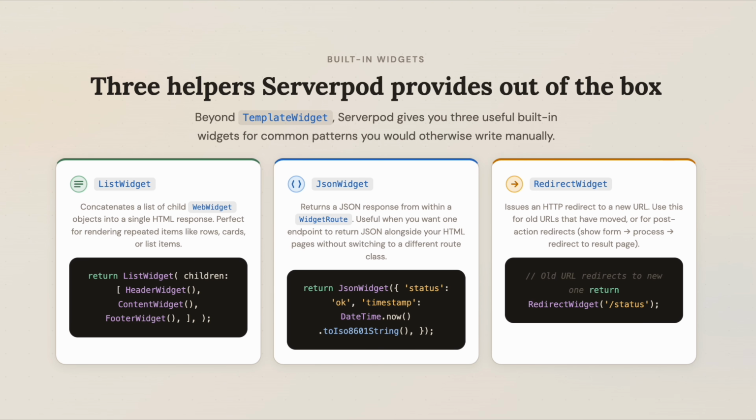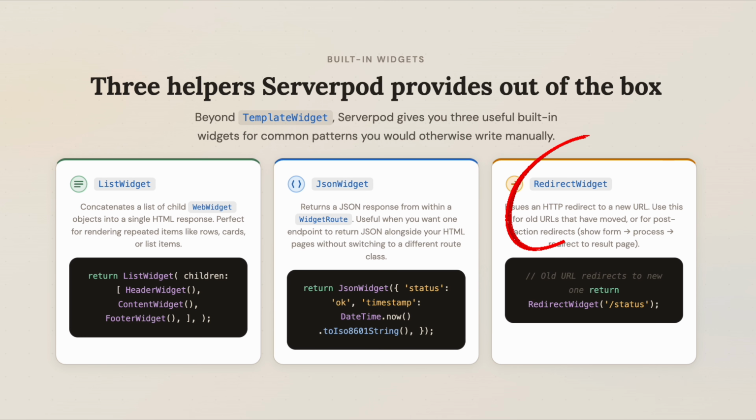Great. Now let me briefly show you the other built-in widgets Serverpod provides because they're useful to know about even if we do not build them in this lesson. We have JSON widget. It's the simplest one. So instead of running a template, it returns a JSON response and it looks something like this. So you might wonder why you would use JSON widget via WidgetRoute instead of a regular route returning response.ok. So the answer is mostly convenience. If you're already using the WidgetRoute pattern across your server-side pages and want one endpoint to return JSON, you can use JSON widget, which lets you stay consistent without switching patterns.